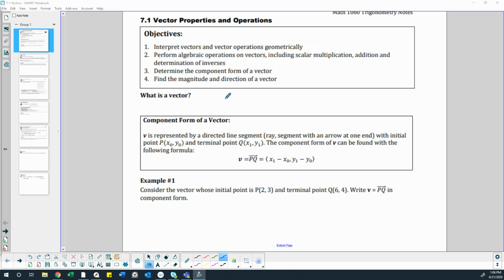So we just watched a video from Despicable Me that told us what a vector is. So let's write down a definition for what a vector is. What is a vector? A mathematical quantity.